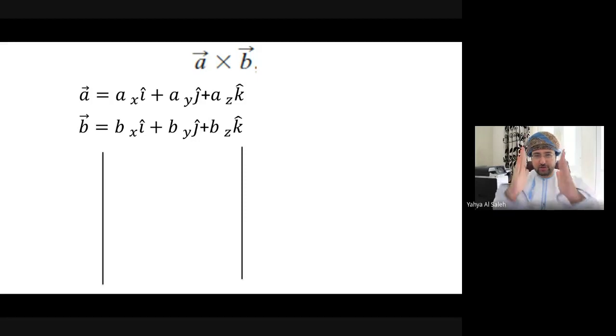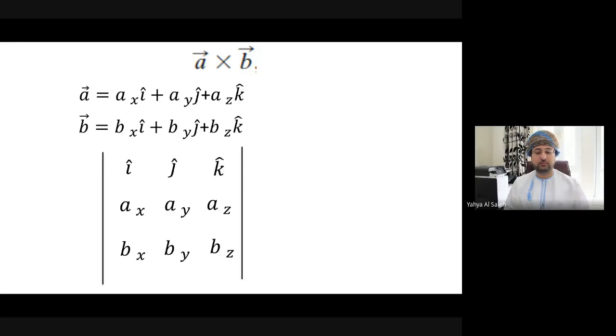I can write a matrix where I have a heading at the top, I, J, K, and then I simply write it this way. I haven't actually done anything, I've just rewritten it. So far, so good. Is everyone happy with what we have done so far? This is important before we move ahead. Yes, yes, yes. Okay.